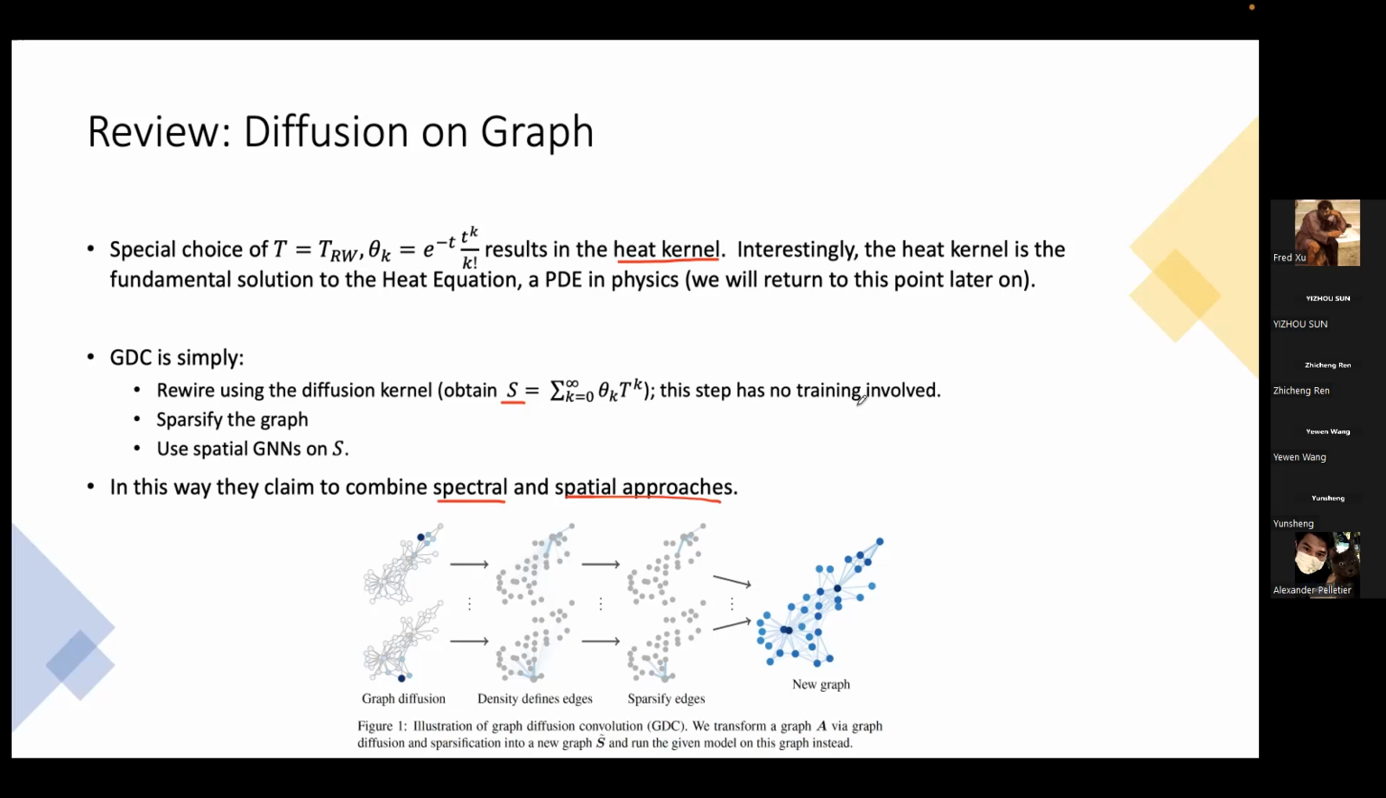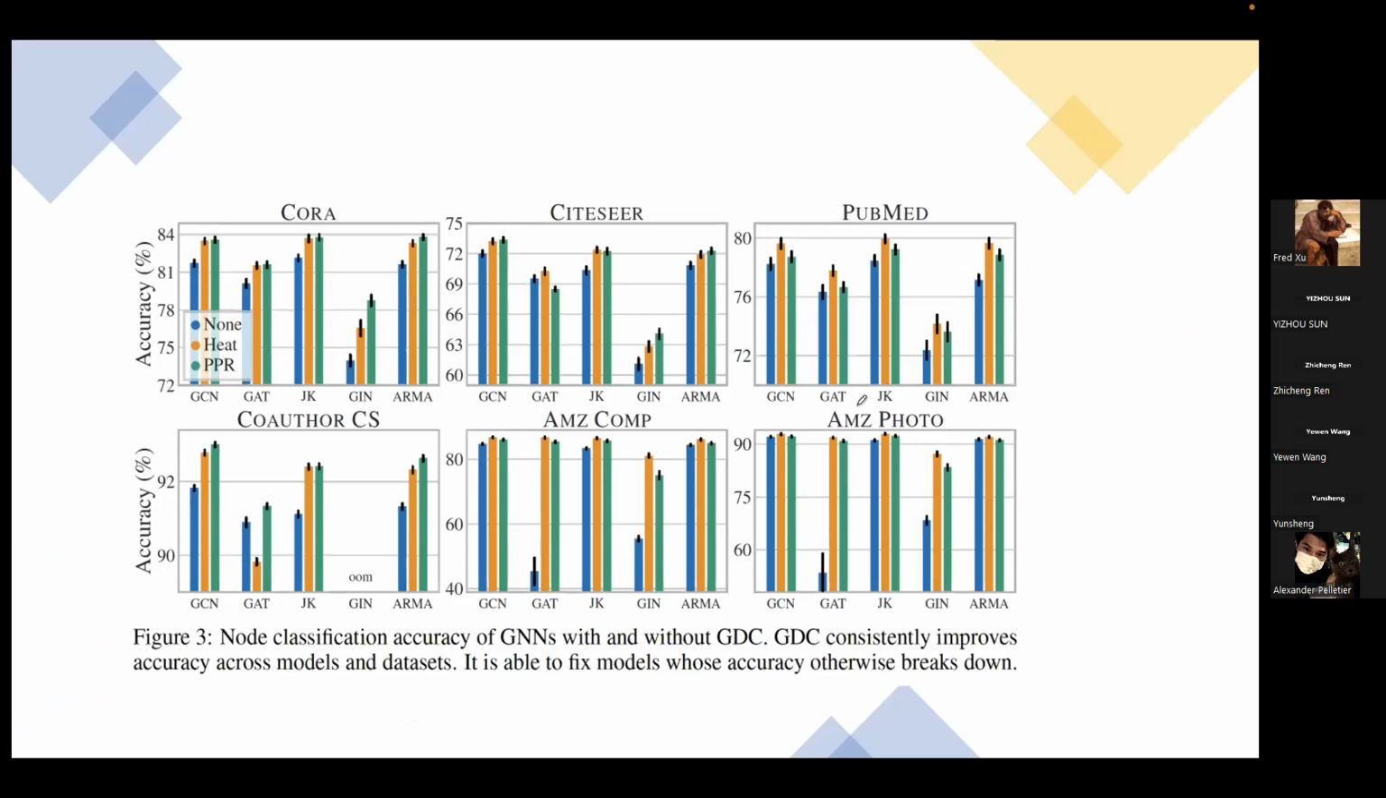This is a very early work, so the benchmark and the results they get are only here for reference purposes. They basically want to show you that if you add this additional pre-processing step of graph diffusion, you can achieve better performance than if you simply use a spatial GNN.